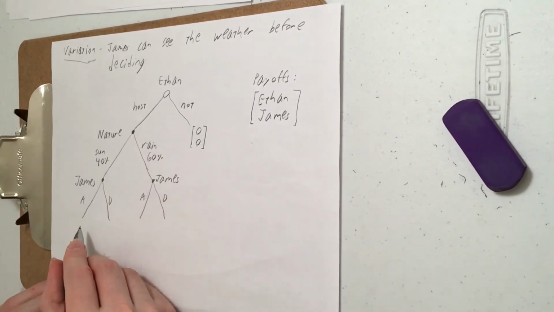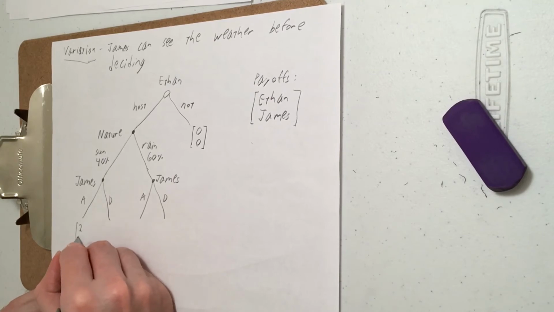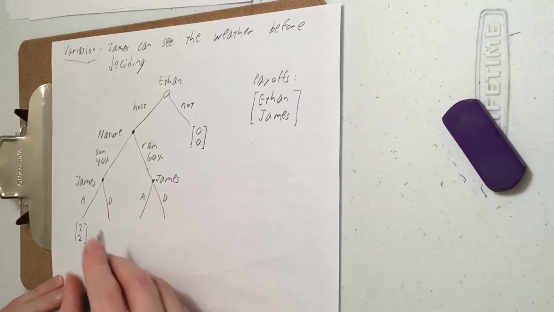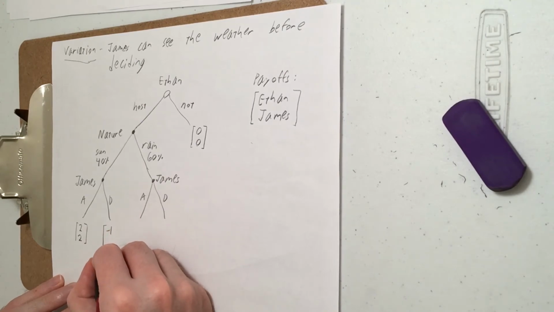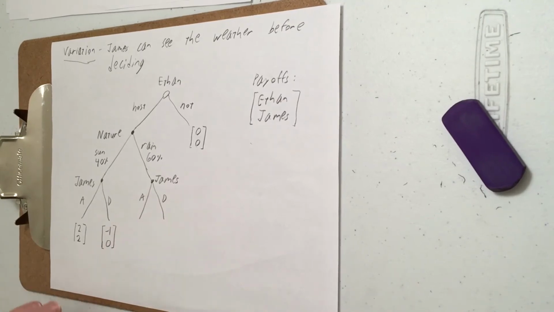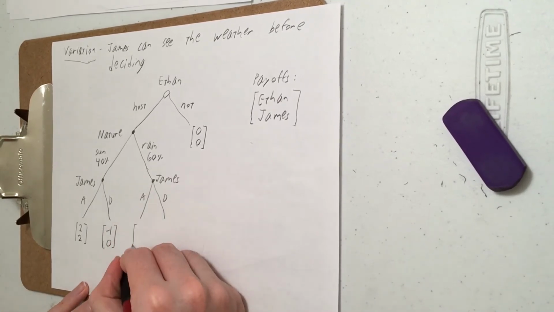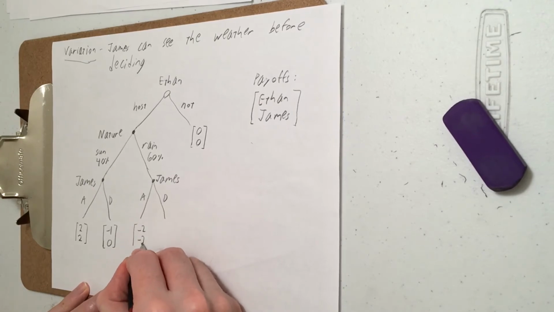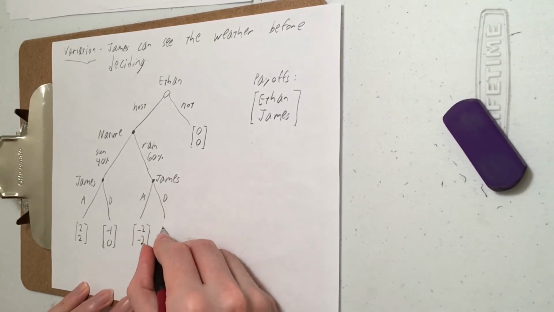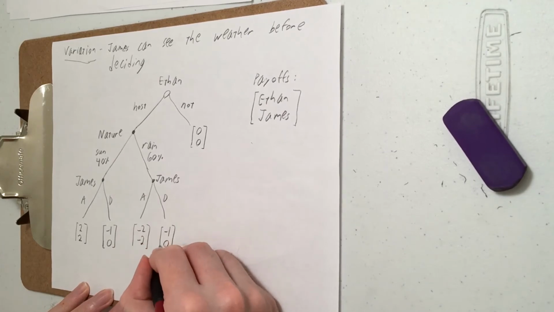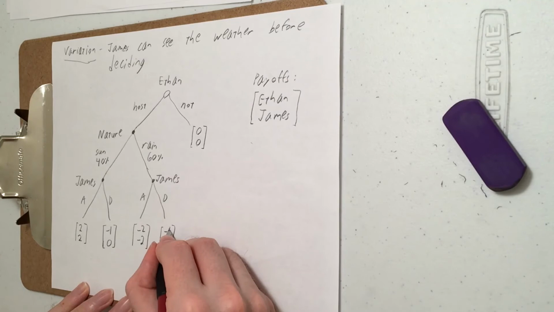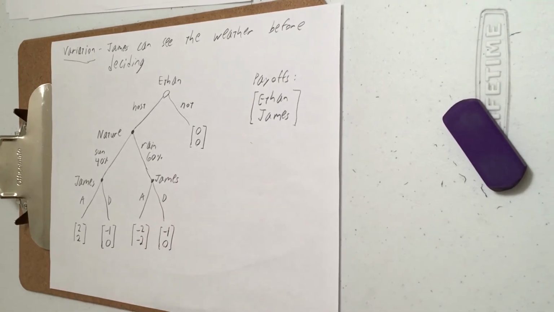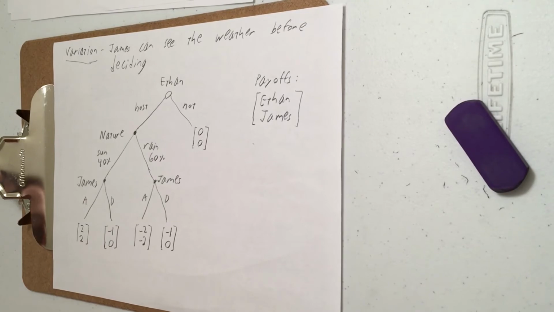So if it's sunny and James accepts, they're both happy about that. Payoffs are 2 for both. And we said that if James declines, then Ethan's going to be a little bit unhappy about his invitation being rejected. A rainy barbecue is no fun, so -2, -2. And again, we have the outcome where Ethan gets his invitation rejected. All right, so a similar setup but with different information, because James can now see the weather before making a decision.